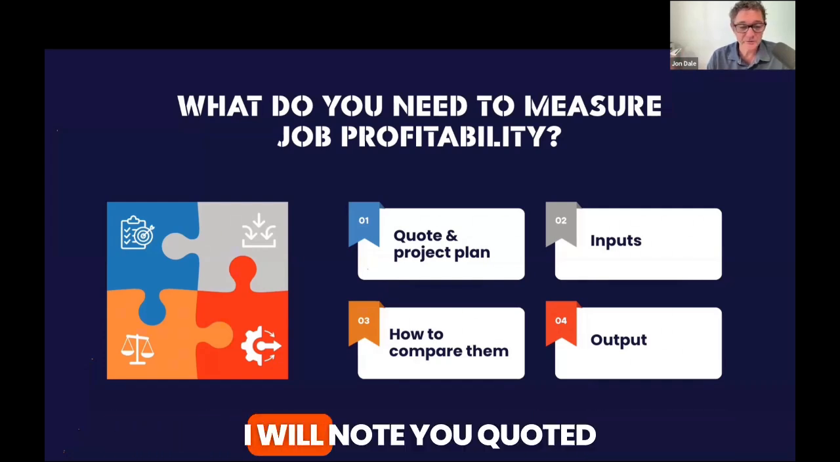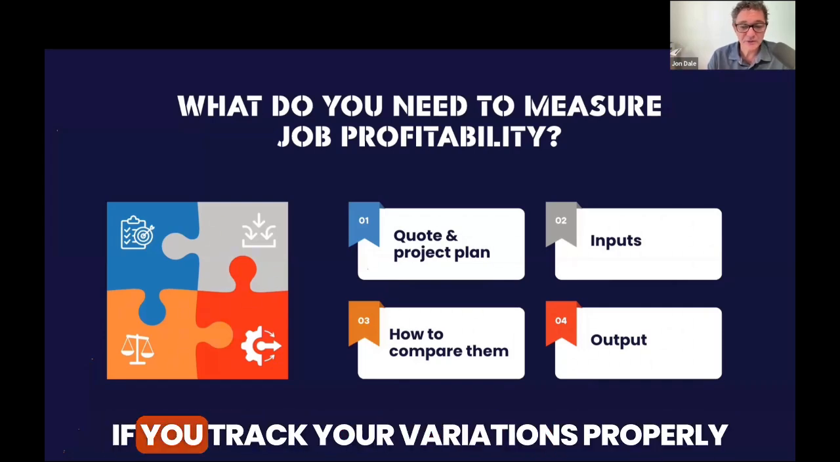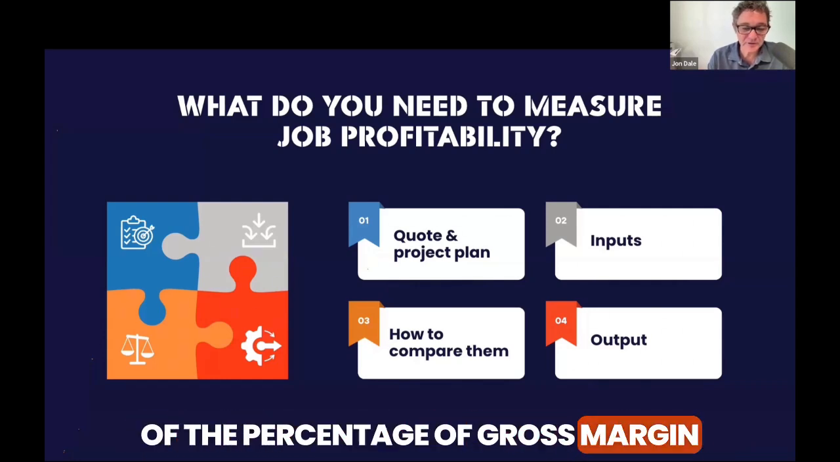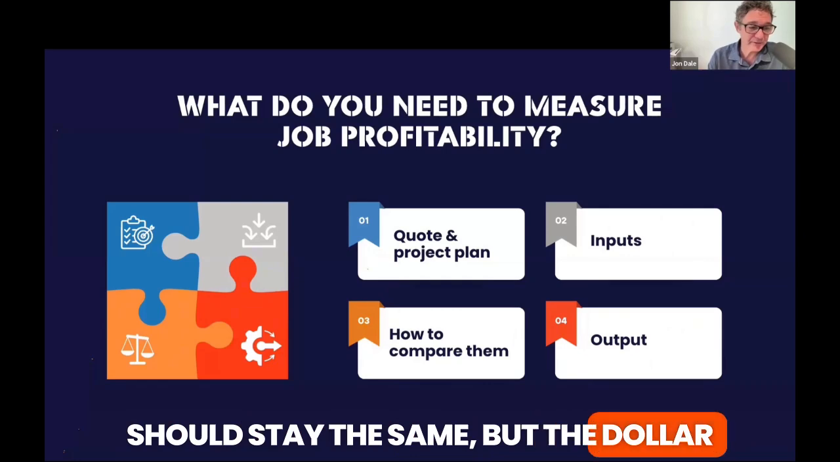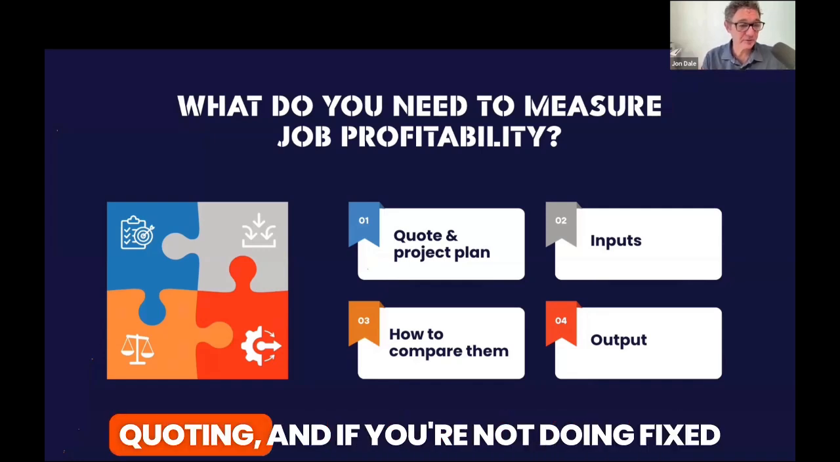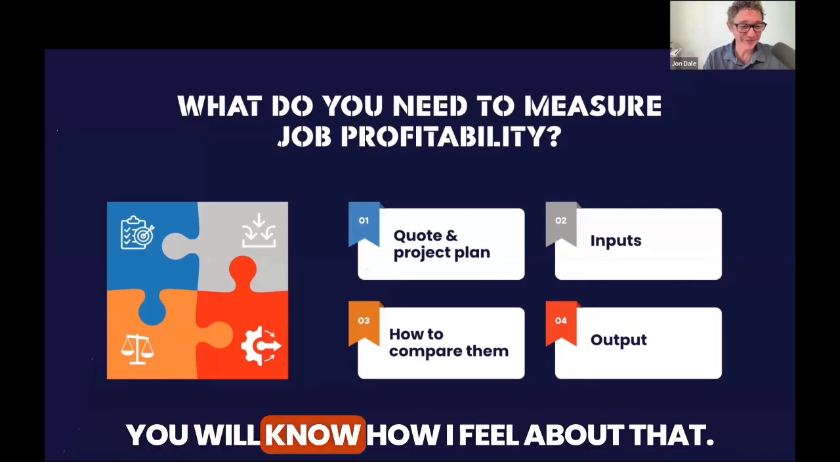rubbish removal. I will note you quoted for a scope of work, and during the job, that often changes. If you track your variations properly and you charge for them, the percentage of gross margin should stay the same, but the dollar value of it might change. And of course, I'm working on people who are doing fixed price quoting. And if you're not doing fixed price quoting, you should be. You all know how I feel about that.